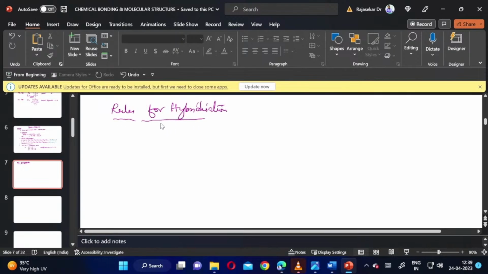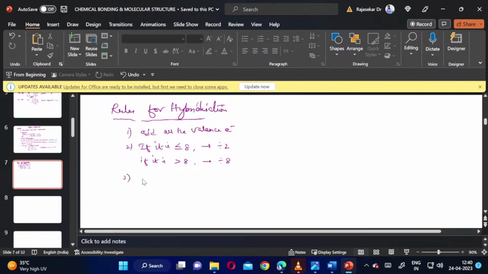Okay, understood. So, rules for hybridization. Here I am giving clearly. Just listen. First rule: add all the valence electrons. Suppose if it is less than or equal to 8, you just divide by 2. If it is greater than 8, you just divide by 8.